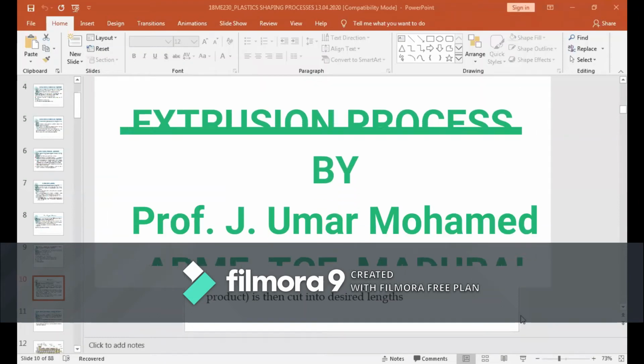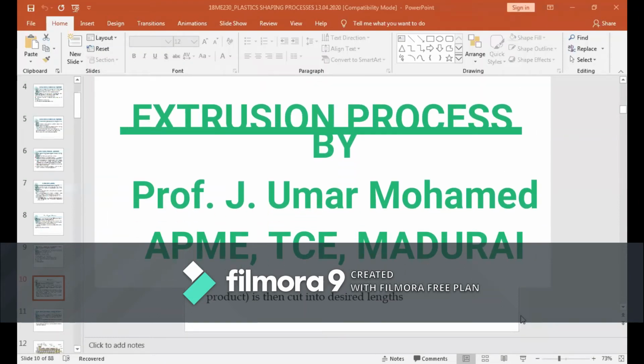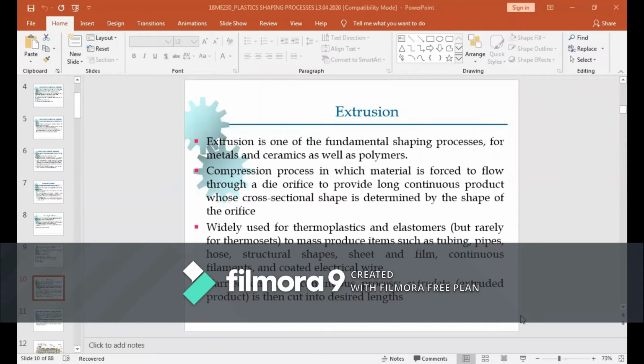Extrusion is one of the fundamental shaping processes, similar to metal, and you can also extrude plastic with the extrusion process. Here they will mention the word extruded: whatever byproduct is obtained from a polymer during the extrusion process is called extruded. Here also I am going to get a continuous product, as you see in your metal extrusion process.